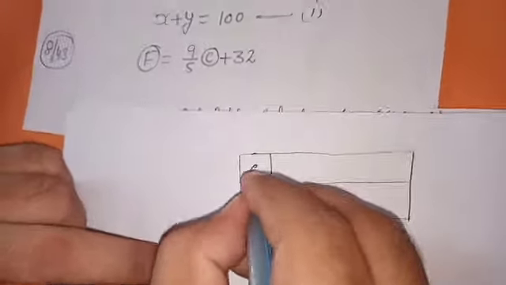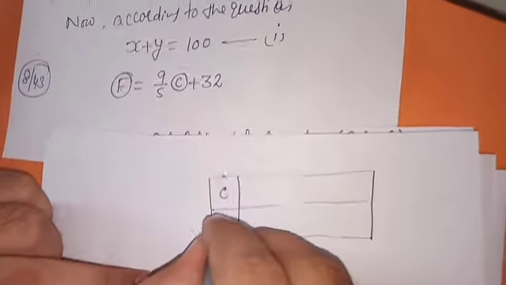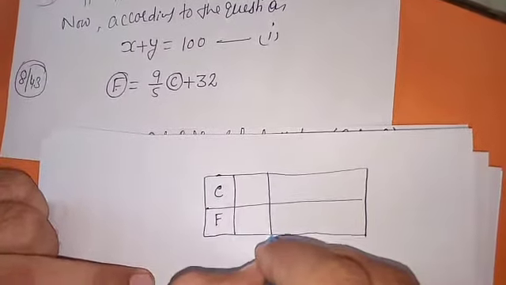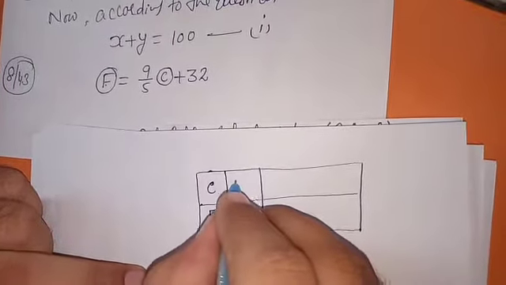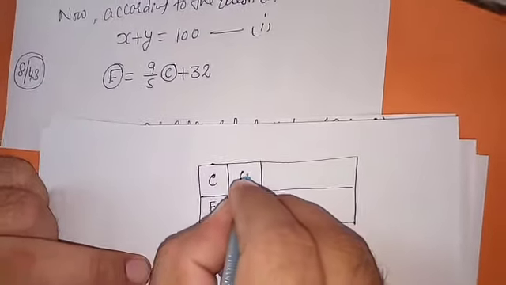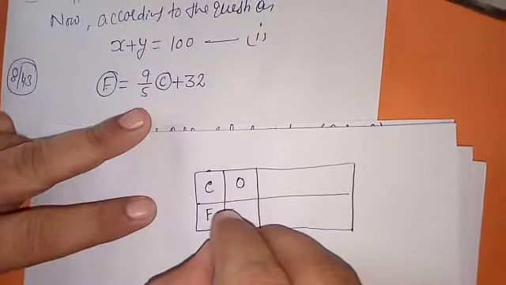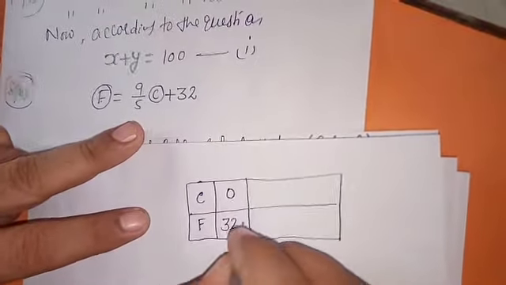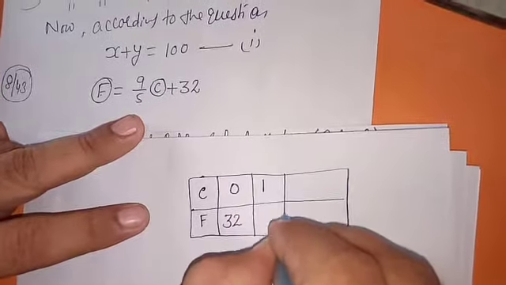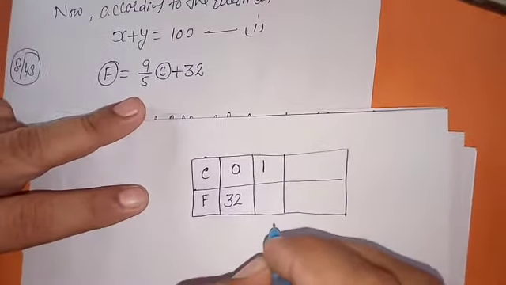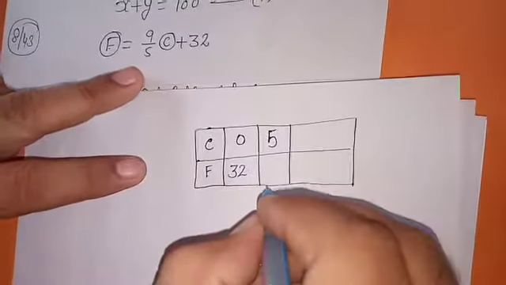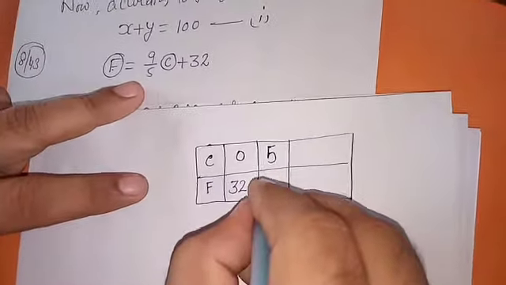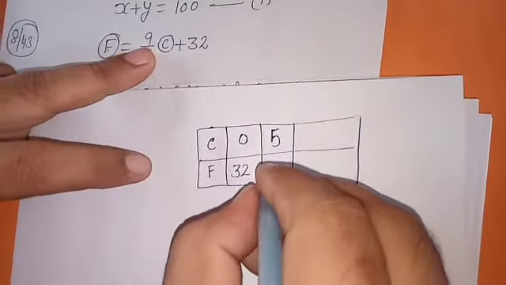So this is C, this is F. If C equal to 0, put value C equal to 0, F equal to 32. C equal to 1, how much? You can take C equal to 5. Then how much is this? 5 cancel 5, this is 41.